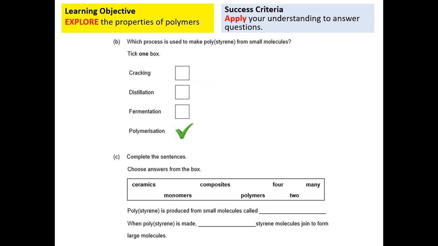Complete the sentences using words from the box. So polystyrene is produced from small molecules called monomers. When polystyrene is made, many styrene molecules join to form large molecules called polymers. That's been cut off for some reason, so the last word is polymers.